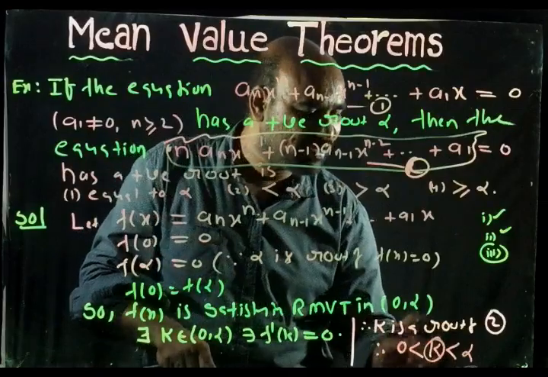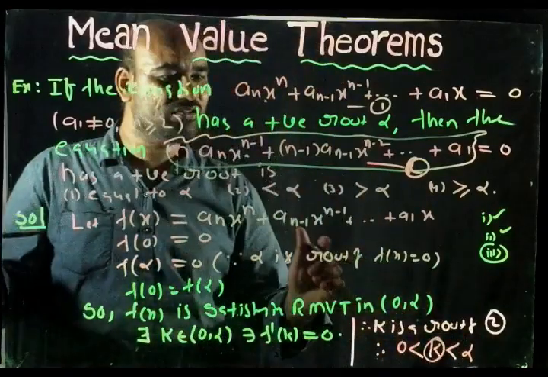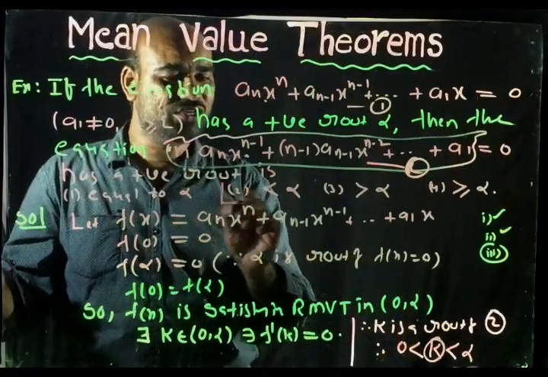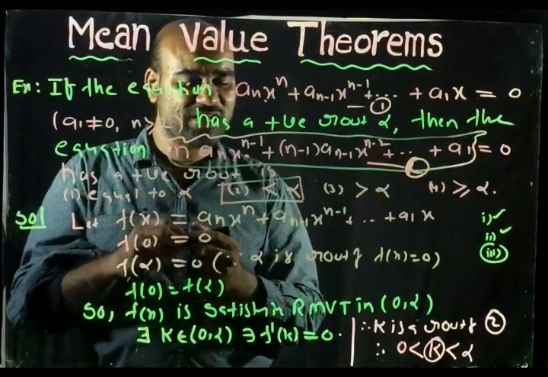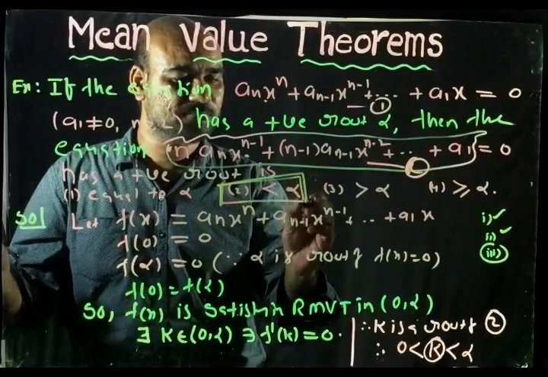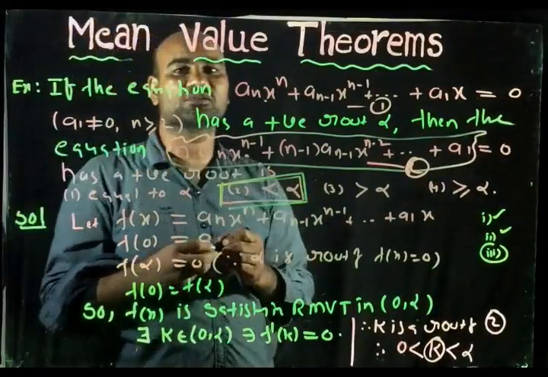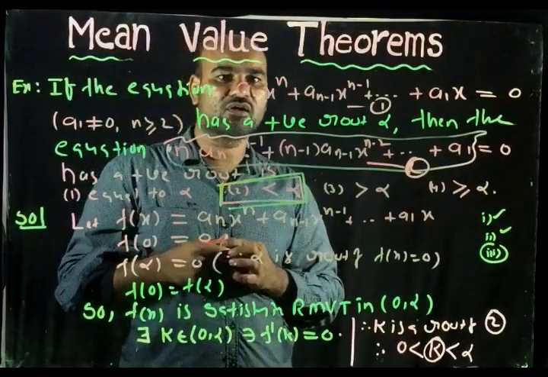So k lies between 0 and alpha. According to this, I can say that the second option is correct. So the root is less than alpha. In this way, you can solve some problems based on RMVT.